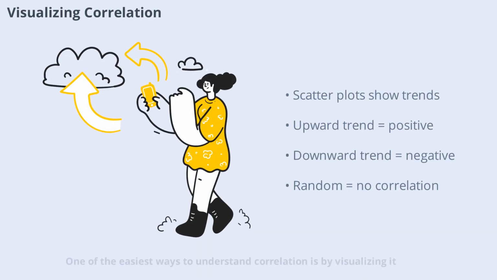One of the easiest ways to understand correlation is by visualizing it. Scatter plots are commonly used for this purpose. In a scatter plot, each point represents a pair of values. If the points form a clear upward or downward trend, you're likely looking at a positive or negative correlation. If the points are scattered randomly, there's probably no correlation. Visual tools like these make it much easier to spot relationships in your data at a glance. Let's see how these plots look and what they can tell us.